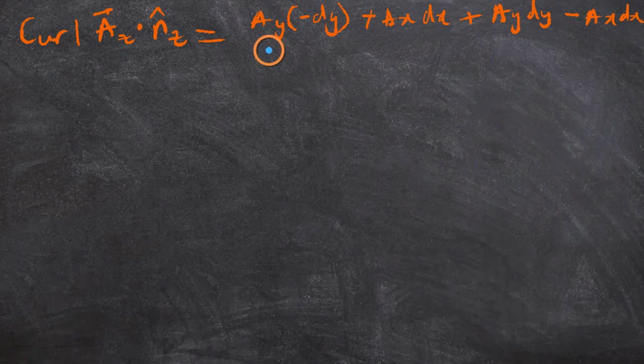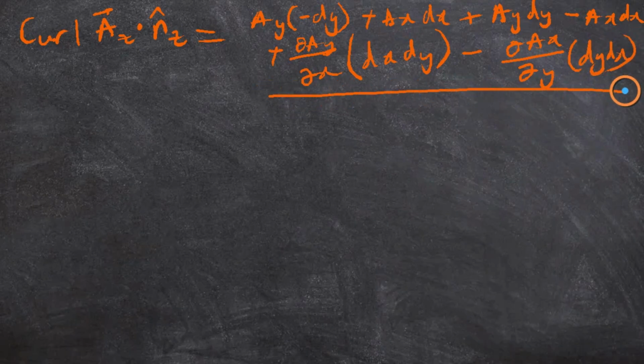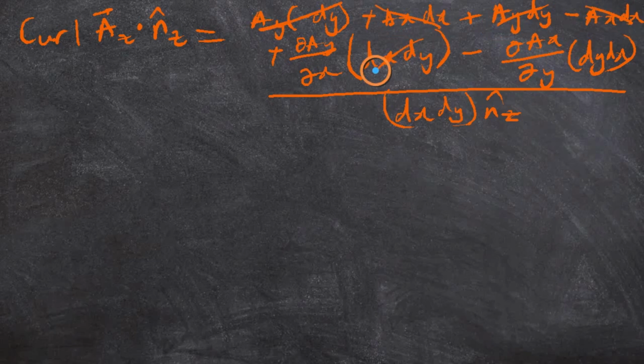Then from all that, we add the partial derivative of Ay with respect to x, multiplied by dx dy. Then we also subtract the partial derivative of Ax with respect to y, multiplied by dy dx for this expression. Then all that is going to be divided by dx multiplied by dy, all that in the nz hat direction. And we see the same thing again, things are going to cancel out here. So the first expression, Ay, will cancel out with the third expression, the second will cancel out with the fourth, then those dx dy will cancel out from the top and at the bottom.